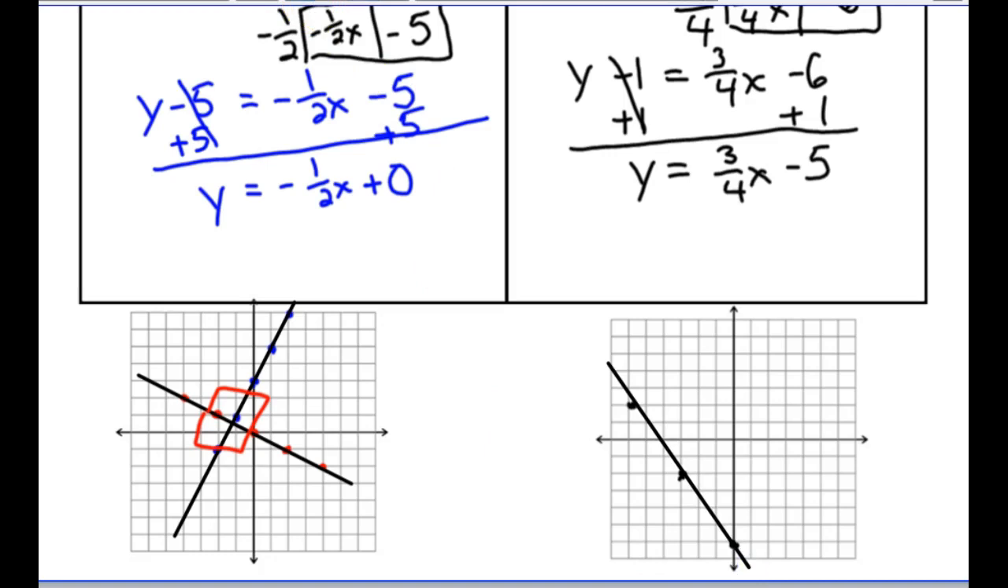And our second line is going to begin at negative 5. And it's going to go up 3, 1, 2, 3, and over 1, 2, 3, 4, based on our slope. 1, 2, 3, and we're out of room. So we can create our line from these 2 points. And again, our lines made right angles, so they are perpendicular.